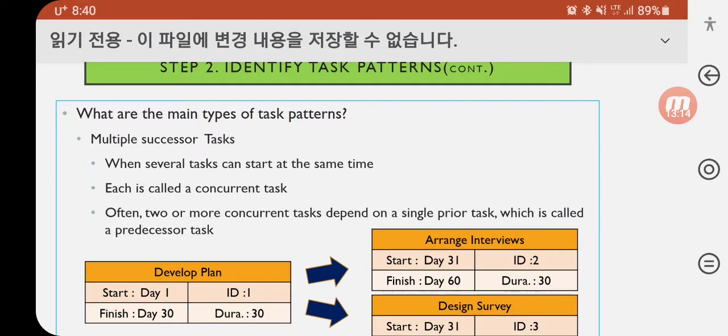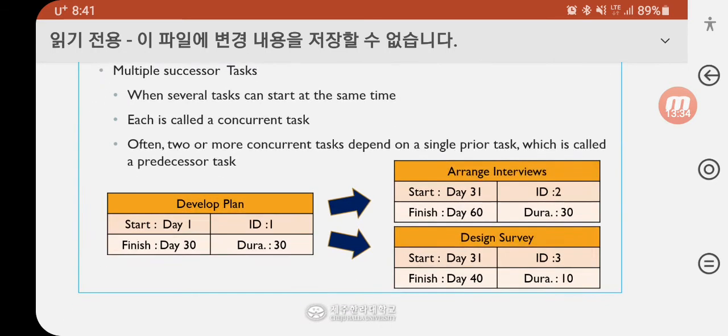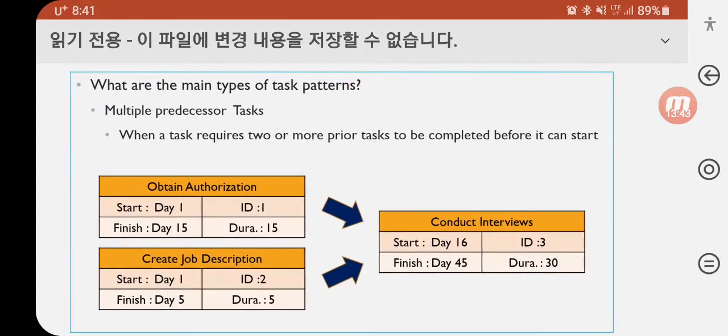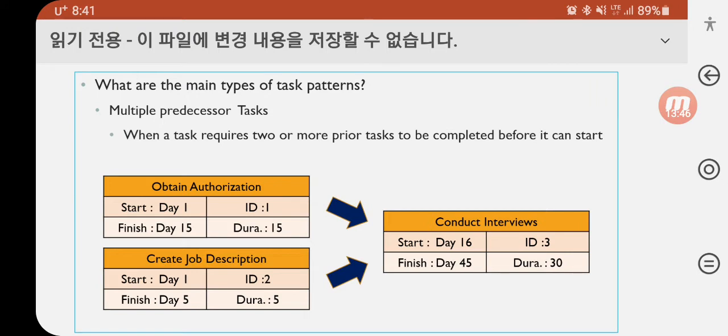Multiple successor tasks are when several tasks can start at the same time. Each is called a concurrent task. Often two or more concurrent tasks depend on a single prior task. This is called a predecessor task. Just like this picture. The last type is multiple predecessor tasks, when a task requires two or more prior tasks to be completed before it can start.